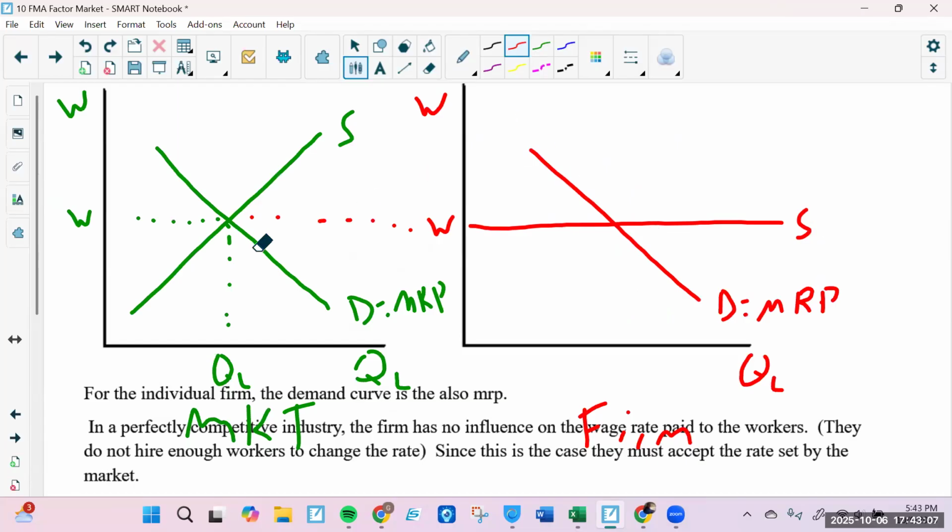And interesting enough, how many workers is Brewster's going to hire? It's based on the intersection of supply and demand. So that's how many workers Brewster's is going to hire, whether that's 3 workers or 4 workers or 5 workers, right? Now, the firm has no influence on the wage rate.